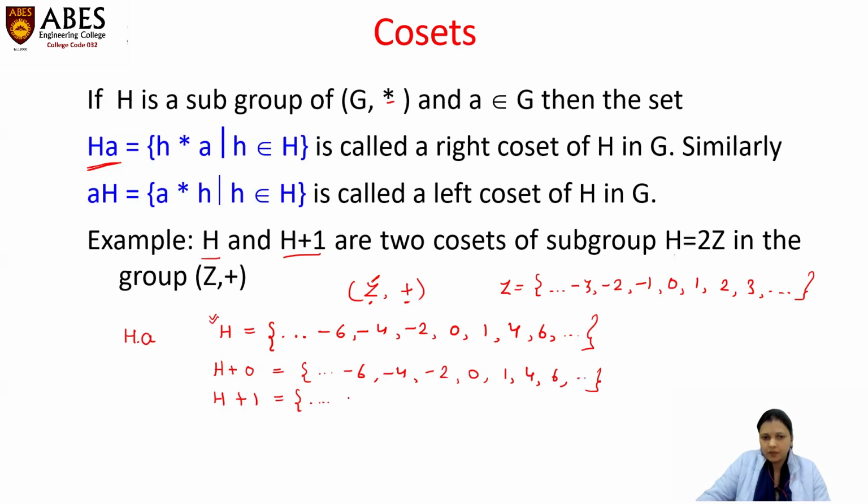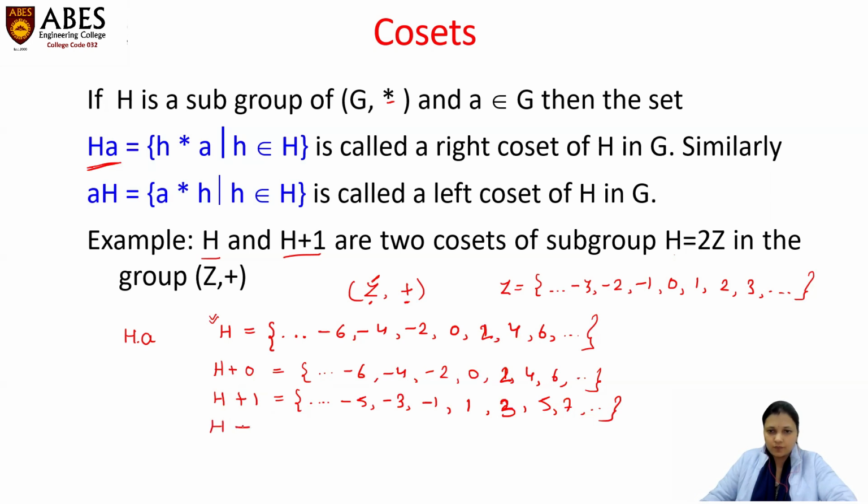Now I will find another coset, H plus 1. It will be -5, -3, -1, 1, 3, 5, 7. So H is this, and H plus 1 is this.